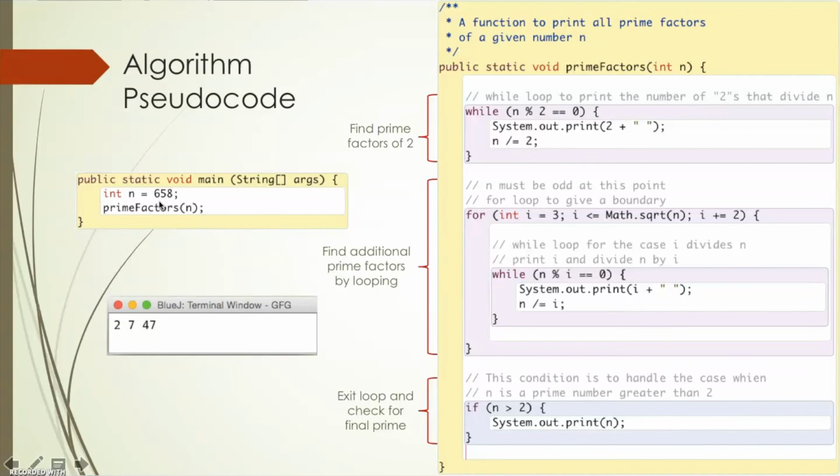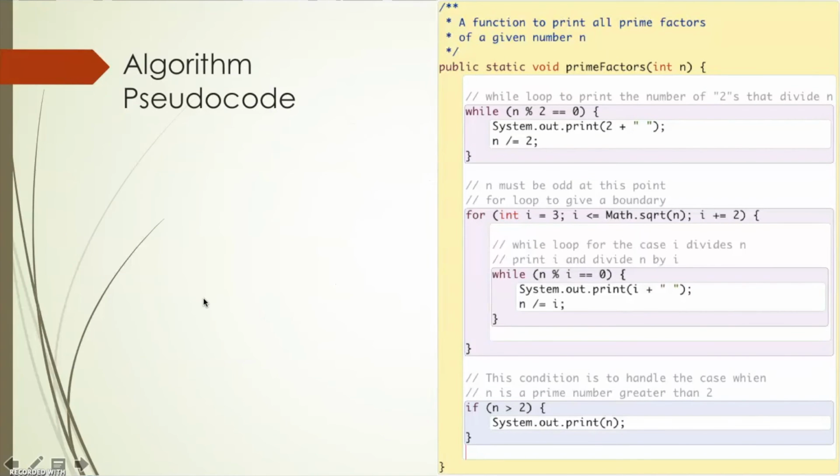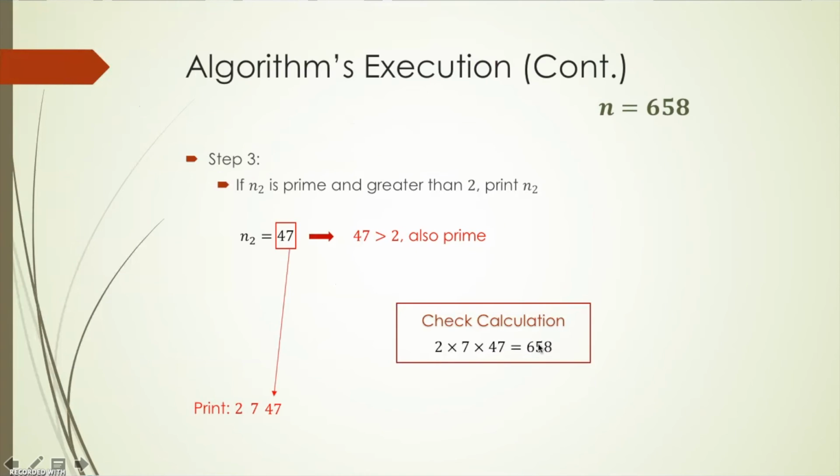And in our case, we have n equals 658, and I plug in the 658 here, and then this is what I get from my terminal window, which is actually the same as here.